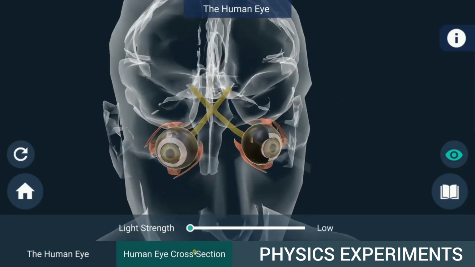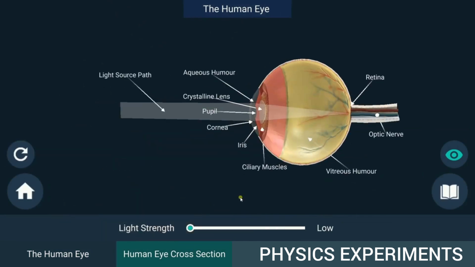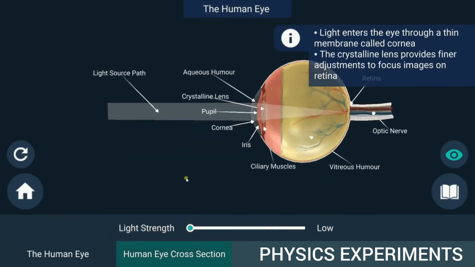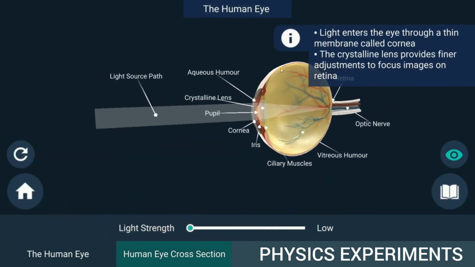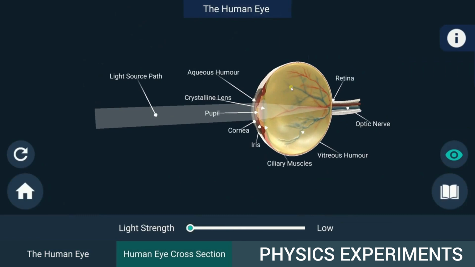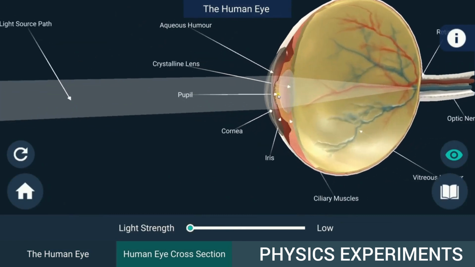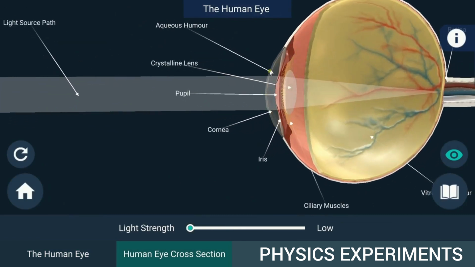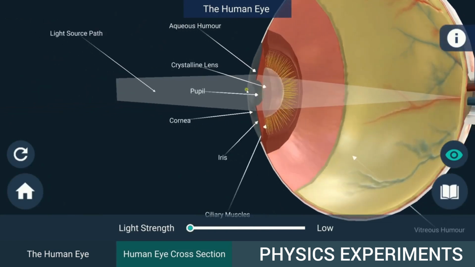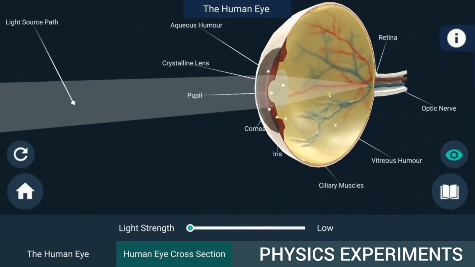The light enters the eye through a thin membrane called cornea. Most of the refraction of the light rays occurs at the outer surface of the cornea. The crystalline lens merely provides the finer adjustments to focus the images on the retina.